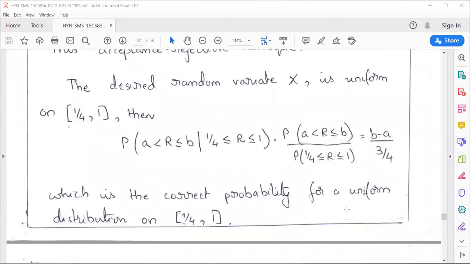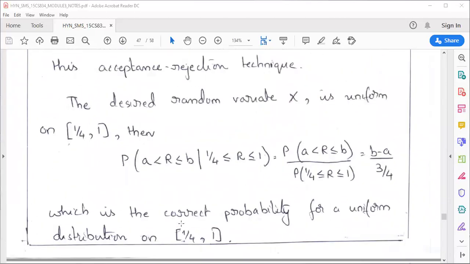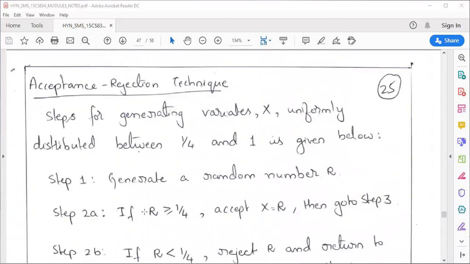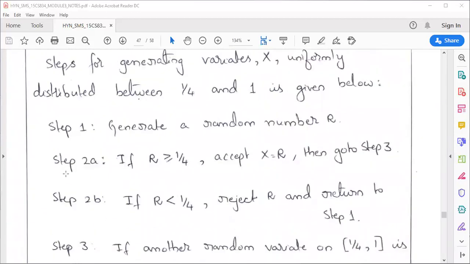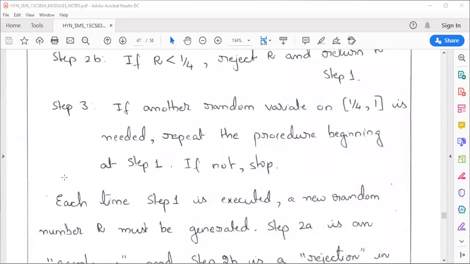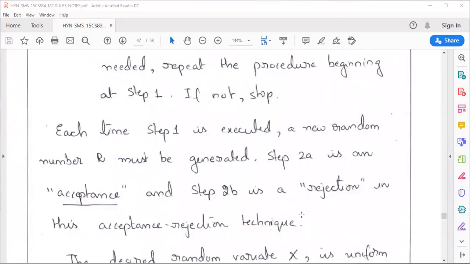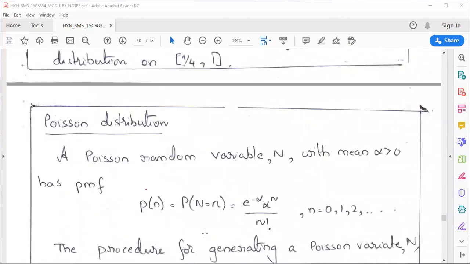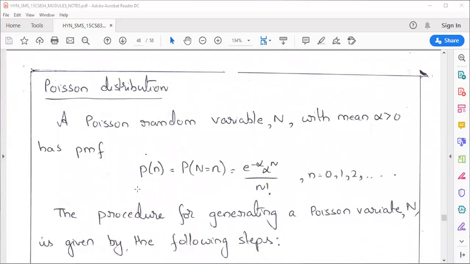Okay, so which is the correct probability for uniform distribution in the interval 1/4 comma 1. If at all they ask you to explain the acceptance rejection technique, then you have to write what this acceptance rejection technique is: step 1, step 2a, 2b and step 3, and you have to stop till here. You need not write all these things. If at all they ask for the acceptance rejection technique for Poisson distribution, then we have to see this.